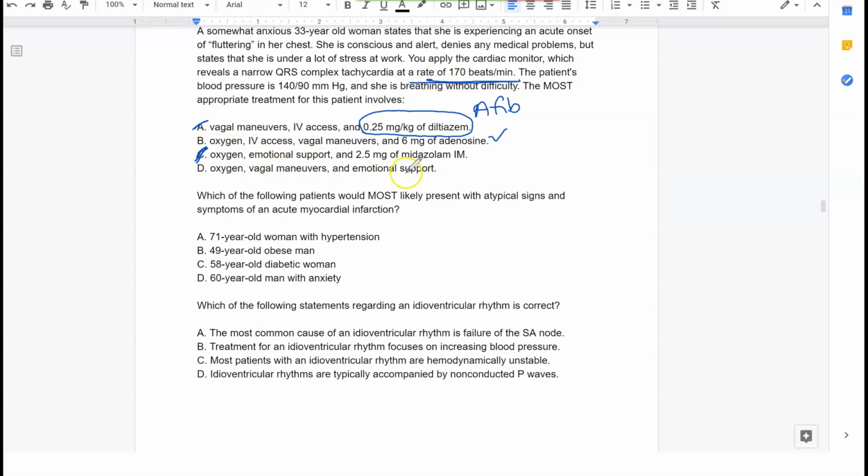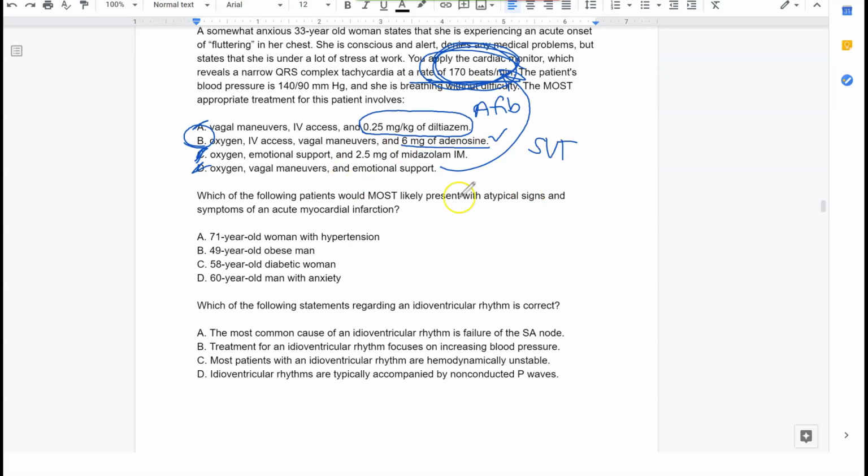Oxygen, vagal maneuvers, and emotional support. Again, she's having a cardiac issue. I don't know what emotional support is going to do. 6 milligrams of adenosine, right? This is your primary treatment for SVT.